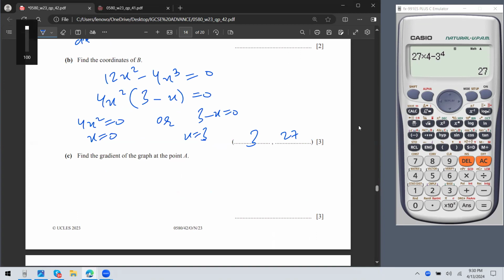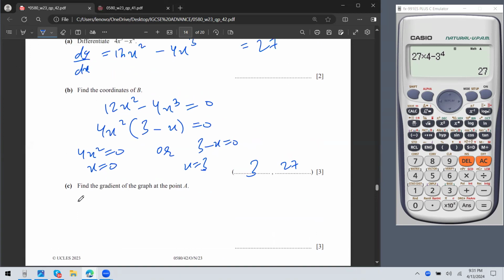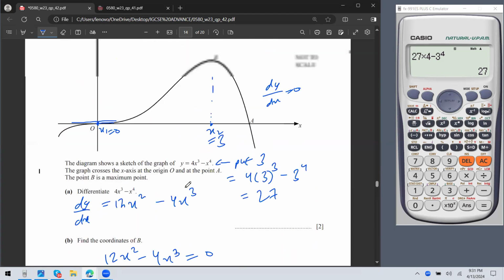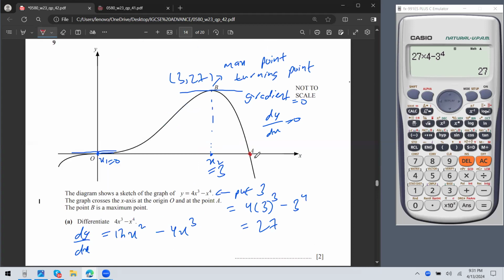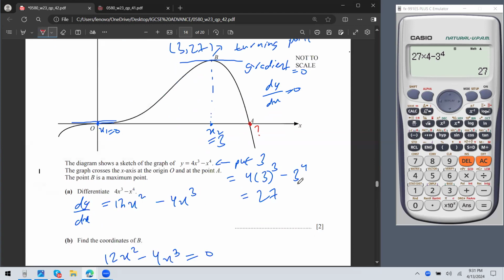Now find the gradient of the graph at point A. That means gradient means dy by dx. We need to find dy by dx at x is equal to, we don't know. What's the x coordinate of A? What's the x coordinate of A? This part. 0. No, sorry. I thought you were asking about the y coordinate. Yeah, no, x.